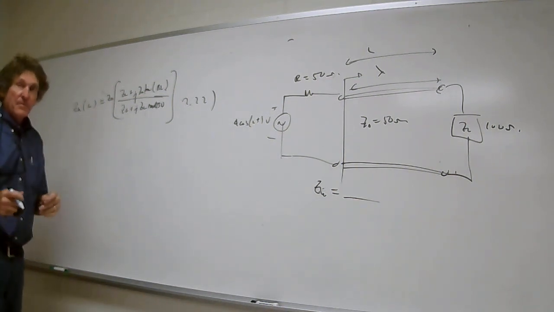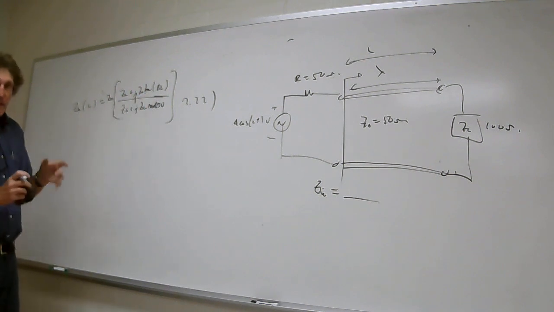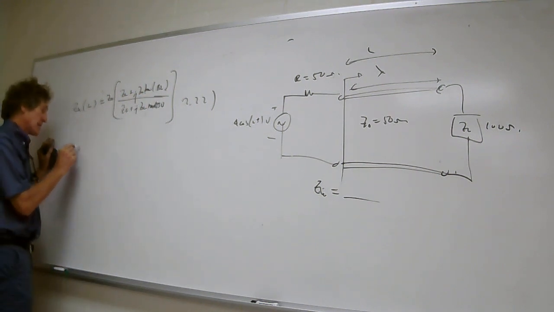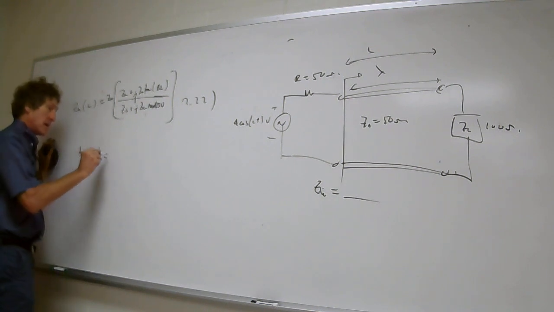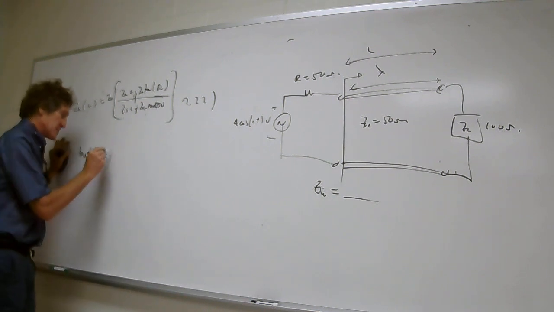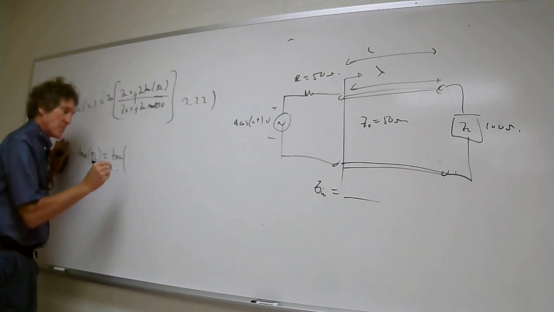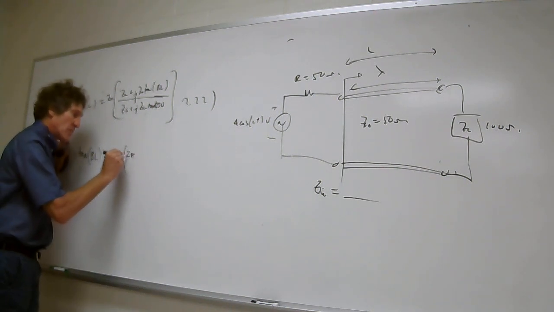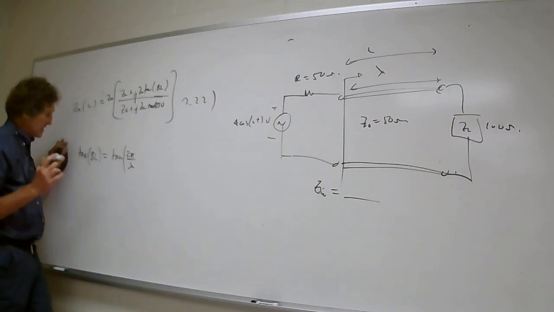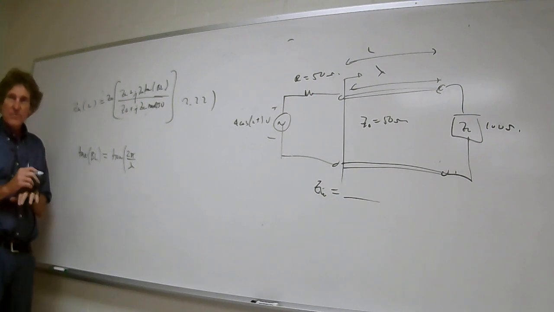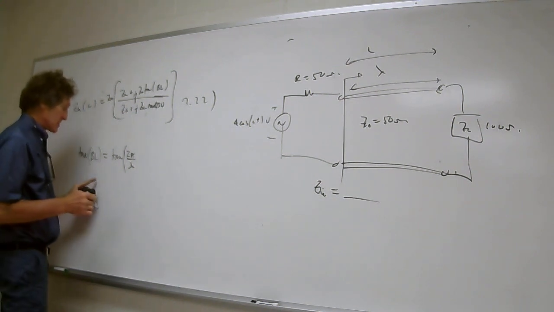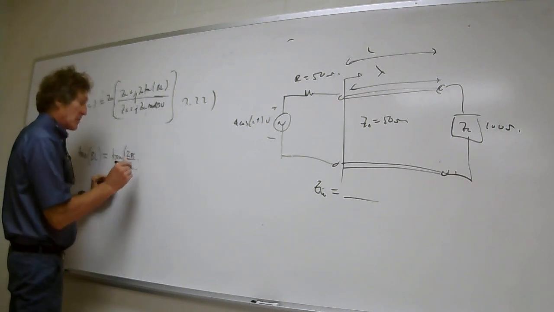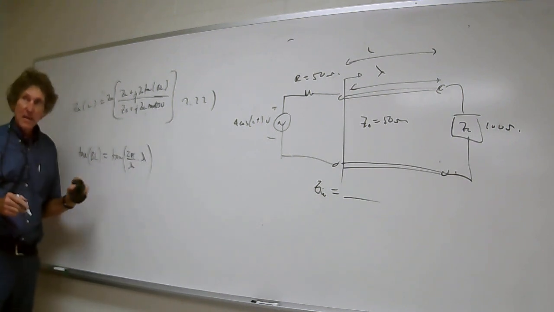Now the key thing to figure out what's going on is this tangent of beta L. Remember, beta is 2 pi over lambda. You need to know that like the back of your hand, just like V equals IR. That's the level of understanding you need about beta. Times L. Well, L is lambda, right?